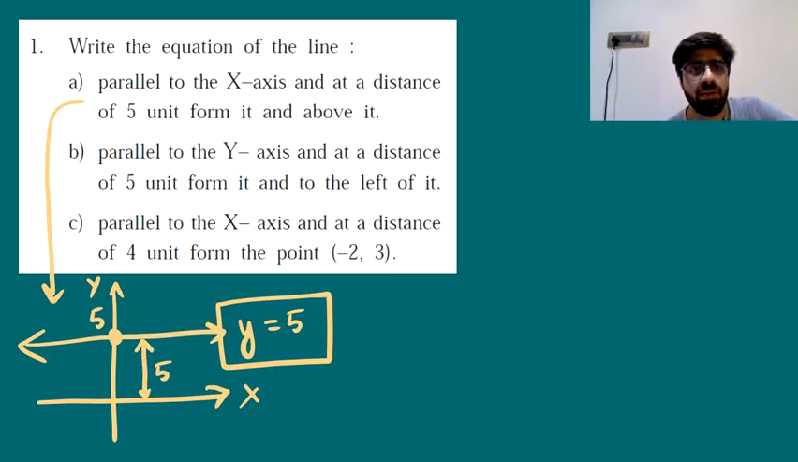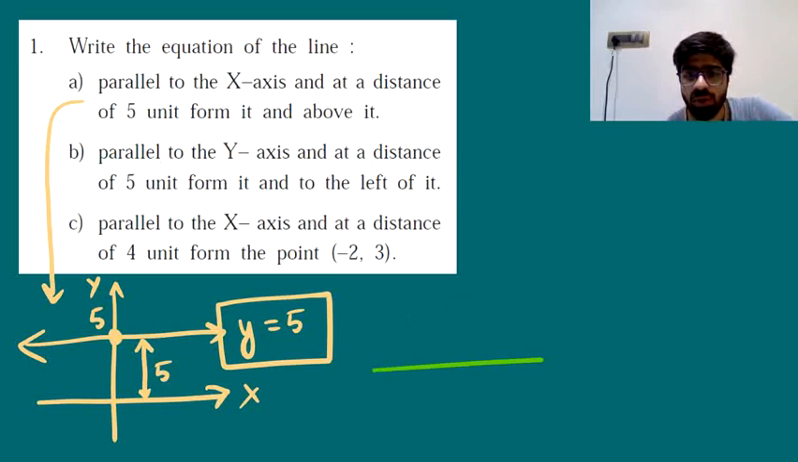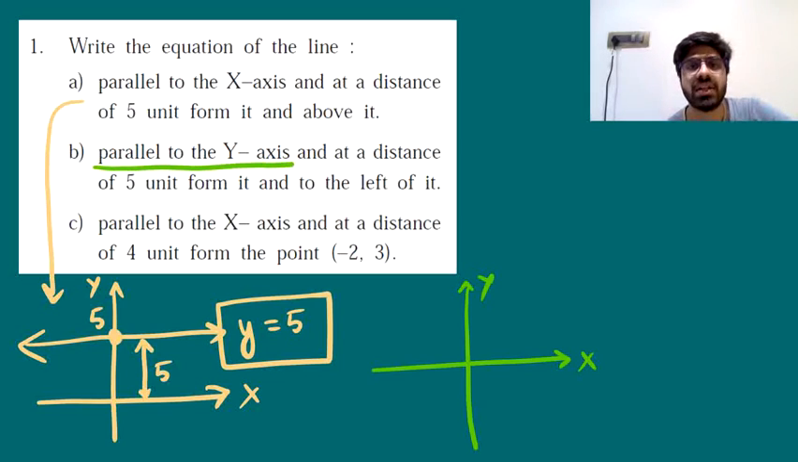Going ahead with part B, they have said find the equation of a line which is parallel to y-axis and at a distance of 5 units from it to the left of it. So again, these are your coordinate axes x and y. The line is parallel to y means that it is perpendicular to x. It is at a distance of 5 units towards the left of y-axis. So the line is looking something like this.